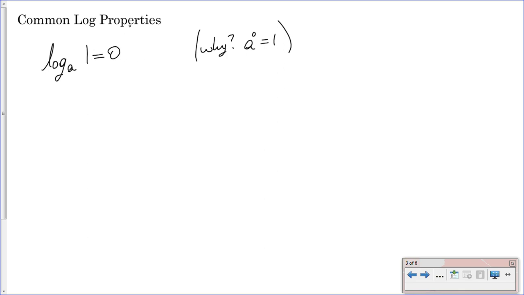Second property, log base A of A equals 1. How do we know that? Well, A raised to the first power is just A. Anything raised to the first power is just what you started with. Nothing's going to change.